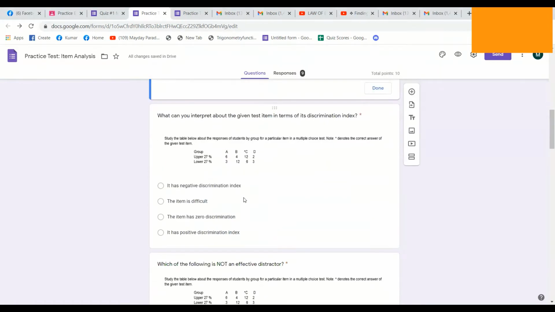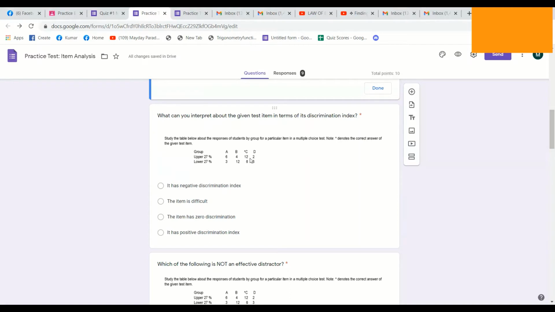Next one, what can you interpret about the test item in terms of discrimination index? Actually, no need to compute for this one. If we try to observe, there are more students who got it correct in the upper group than in the lower group. If there are more students who got it correct in the upper group, that would mean we have a positive discrimination index.